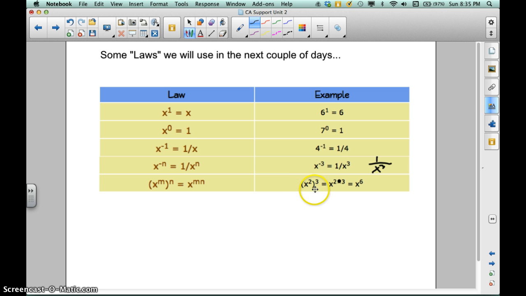Look at the example here. We have x squared, and then that's in parentheses to the power of 3. And so what we do is we take the 2 that's inside the parentheses as an exponent, and the 3 that's outside the parentheses as the exponent, and we multiply those together to get x to the power of 6. Now, most of these rules are not going to come up for another day or so, but you need to be familiar with them because you might be asked to just practice them a little bit when you're in class.